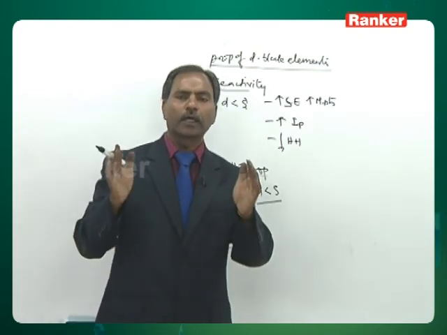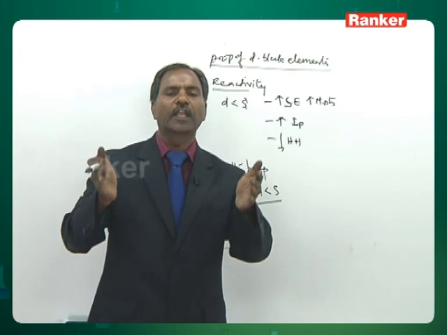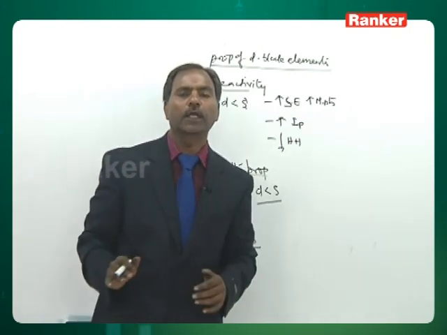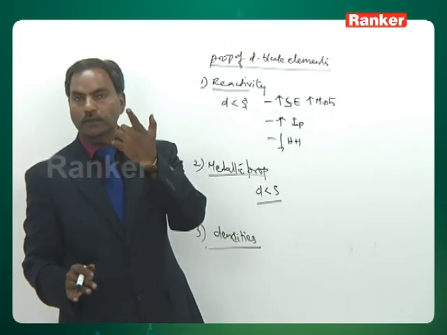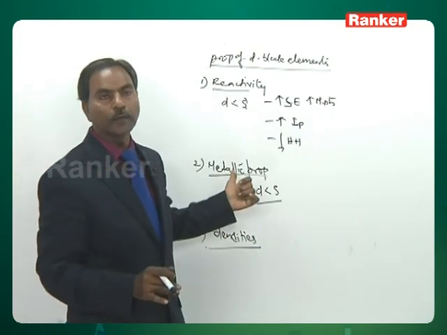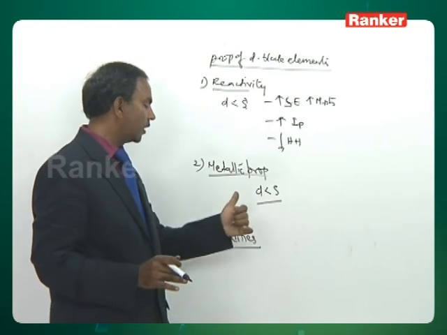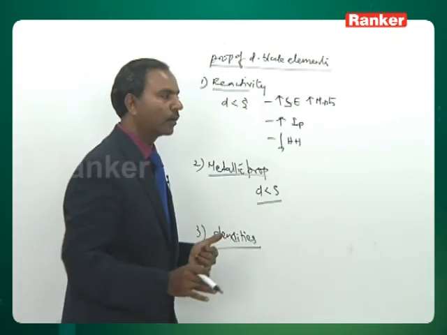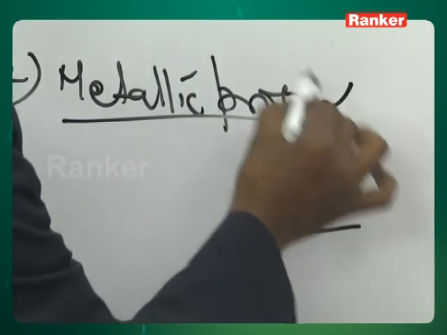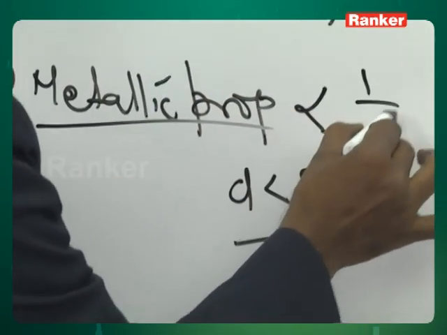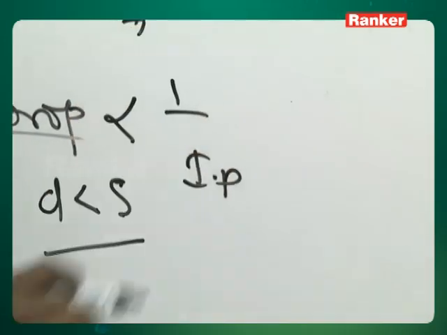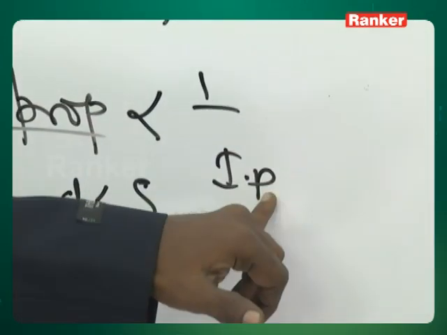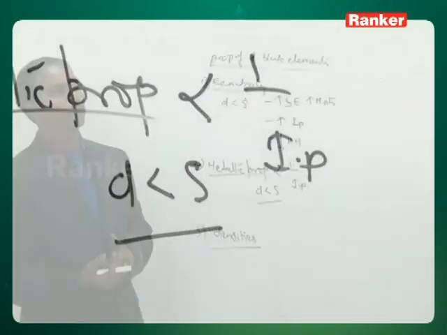Yes, s block elements are bigger in size, their IP values are less, therefore they have a greater tendency to lose electrons. Therefore, s block metals are highly metallic, but d block elements are less metallic. So, what I said here: d block elements are less metallic than s block elements. You can easily make a relationship: metallic property is inversely related to IP. Greater the IP, less the metallic property.